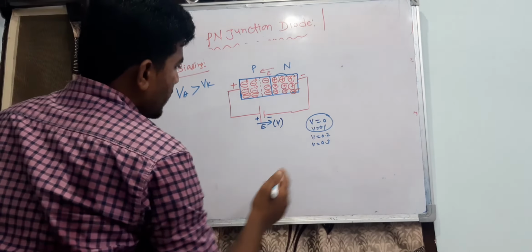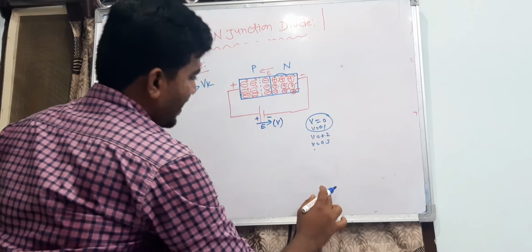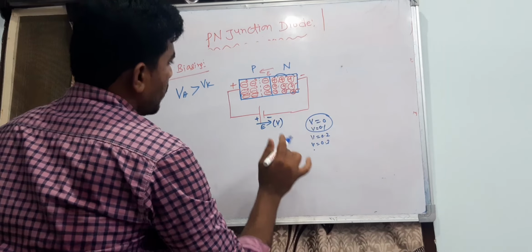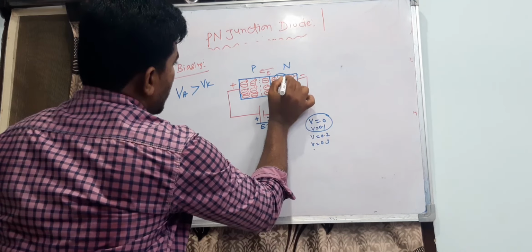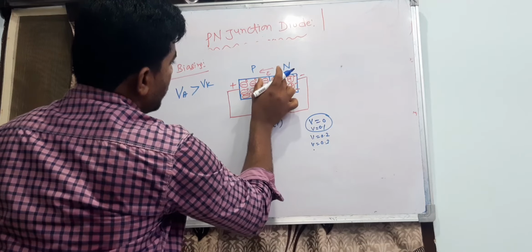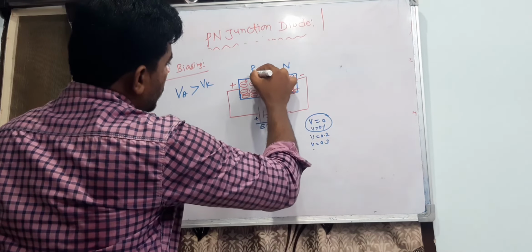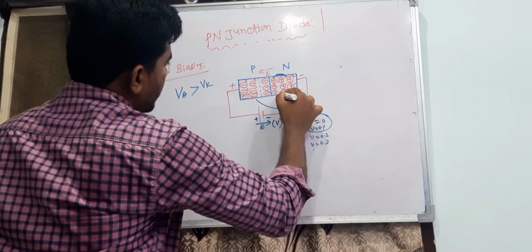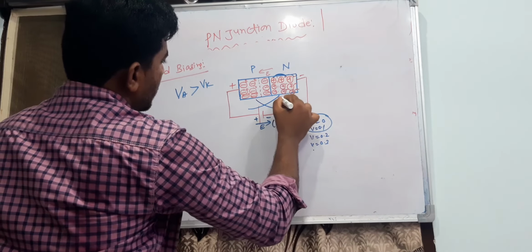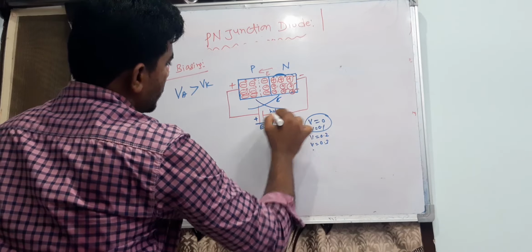And if I increase the voltage, like 0.3, 0.4, 0.5, at a particular voltage almost all these electrons move and the depletion region will be 0. When the depletion region is 0, almost this whole scale moves from here to here, and electrons can move from here to here. This is electrons and this is holes.